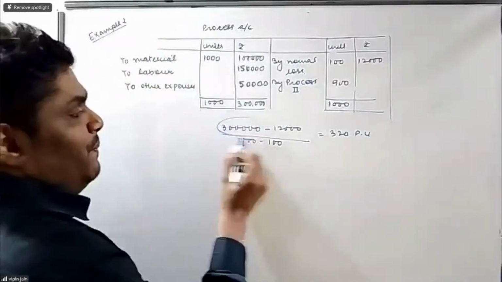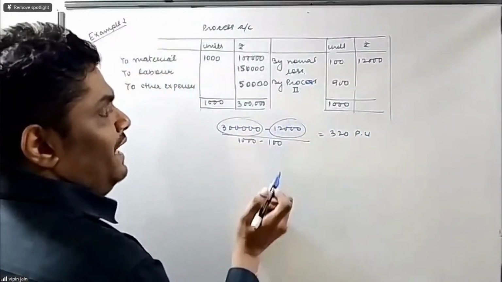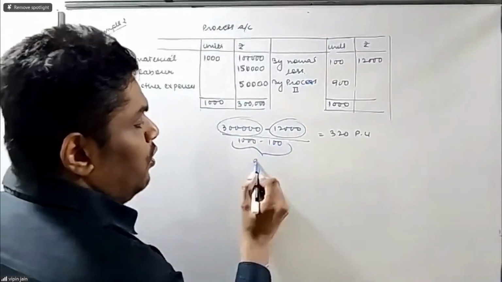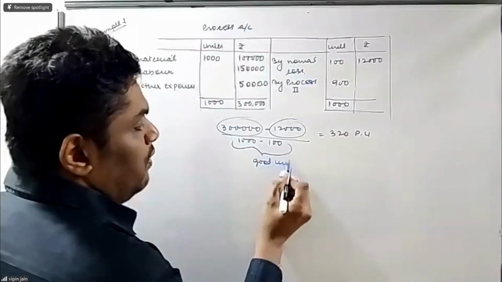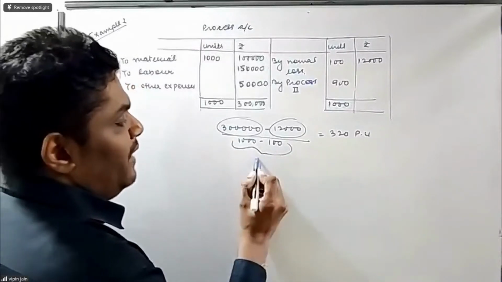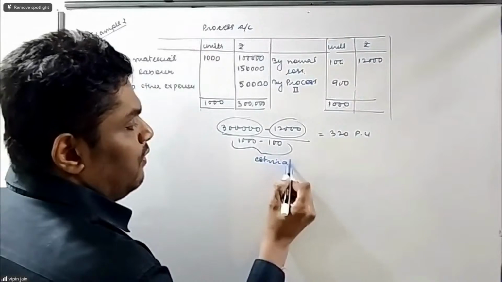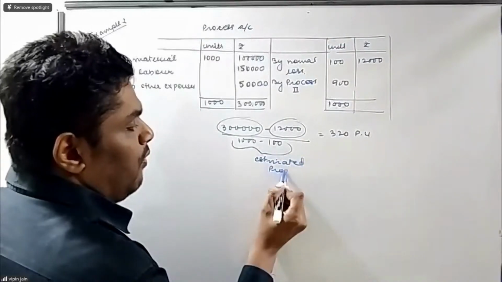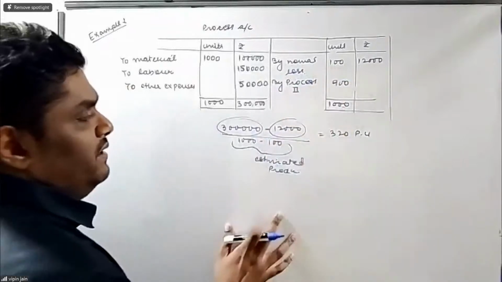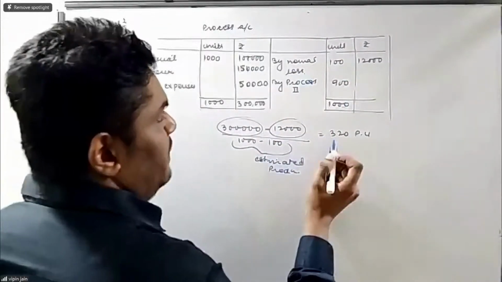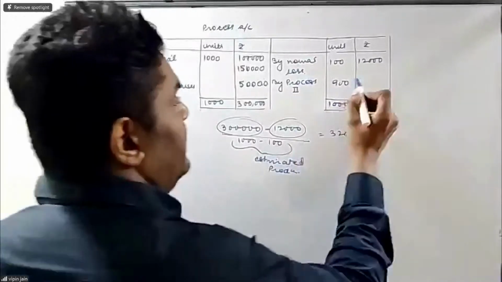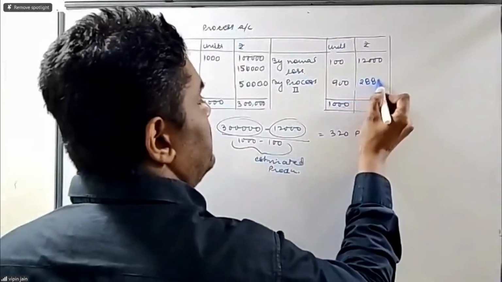So very simple, the process cost minus amount realized on sale of scrap divided by my good units, or we can say estimated production. That is 1,000 minus 100, that is 900. So we have got 320 per unit. So this will be 2,88,000.